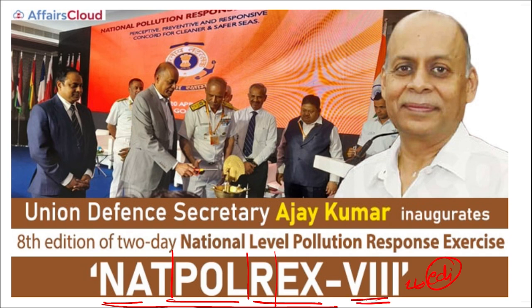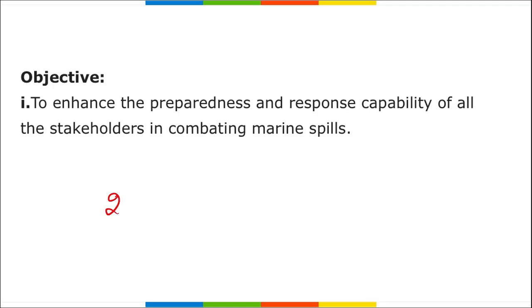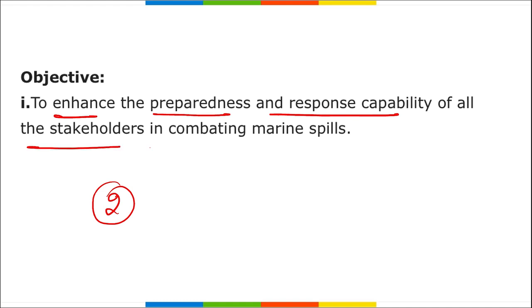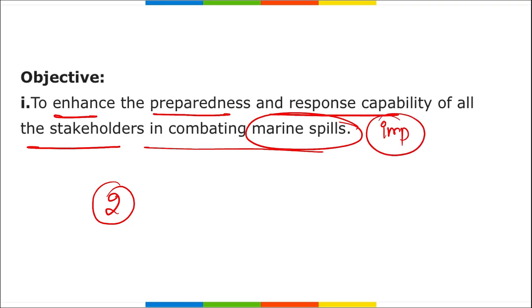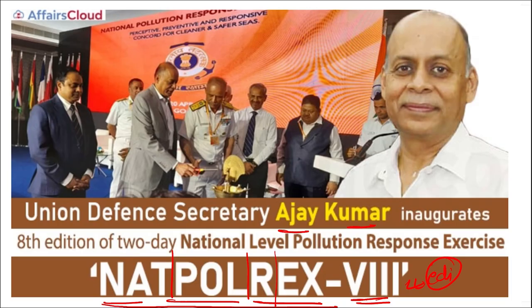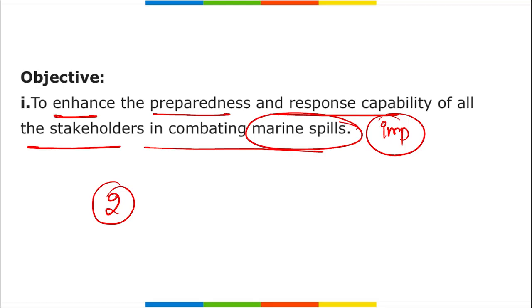So NAT Polrex is a National Level Pollution Response Exercise that was recently inaugurated by Union Defense Secretary Ajay Kumar. This was a 2-day long exercise. What was the objective? It was to enhance the preparedness and the response capabilities of all the stakeholders in combating marine spills. This term is important here, so you have to pay attention. I repeat, what was the aim of this exercise, NAT Polrex? The aim was to enhance the preparedness and response capability of all the stakeholders in combating marine spills.